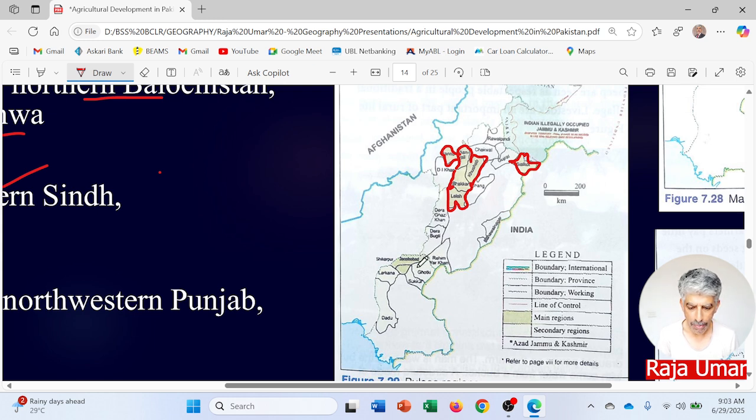So over here we have the Jacobabad region, and if I talk about this one, so here we have the Jacobabad region of Sindh and Shikarpur. So these two districts of Sindh province, they are growing pulses at the larger scales.